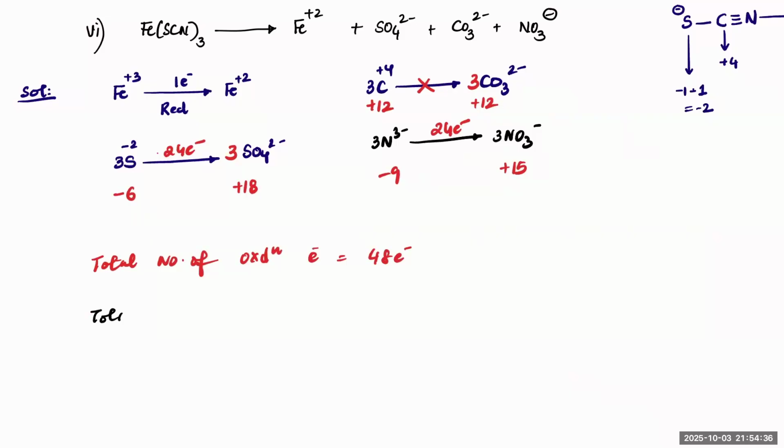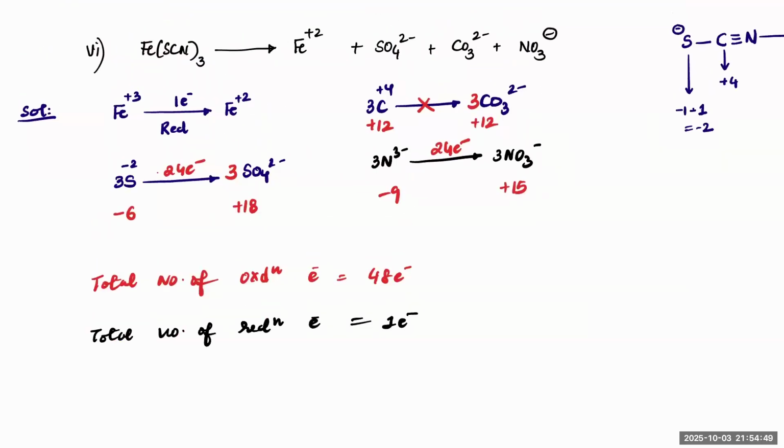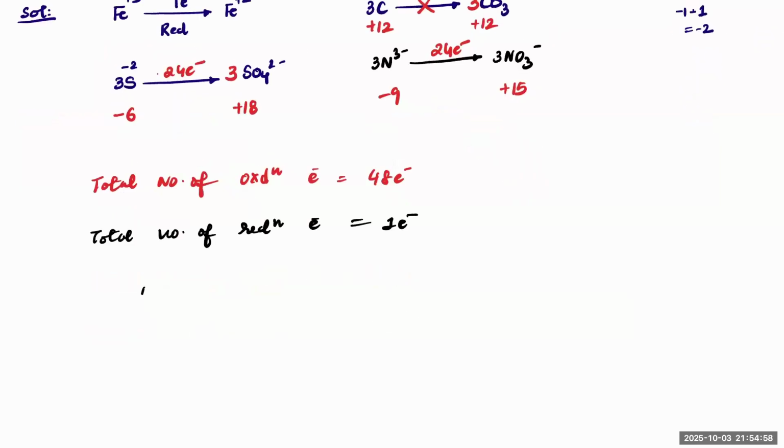Next, total number of reduction electrons. Total number of reduction electrons, 1 electron. Which is this one? This is the only one which is undergoing reduction. So what is the net number of electrons transferred? That will be equal to 47.